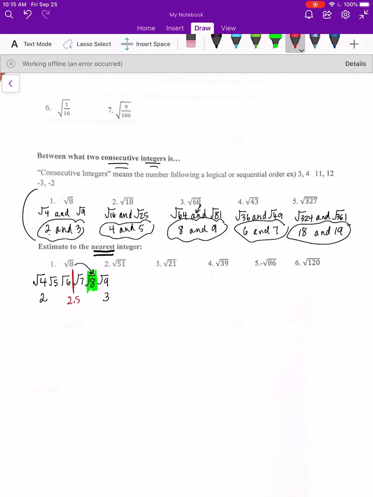Is the square root of 8 closer to 3 or closer over here to 2? Well, obviously it's closer to 3. So the nearest integer would be right here, 3.